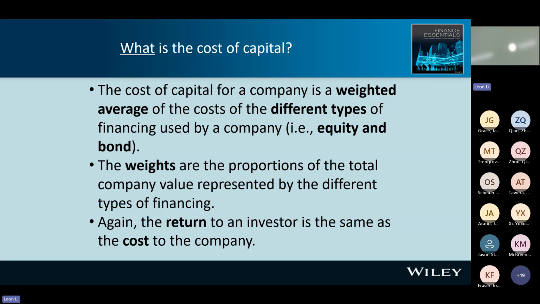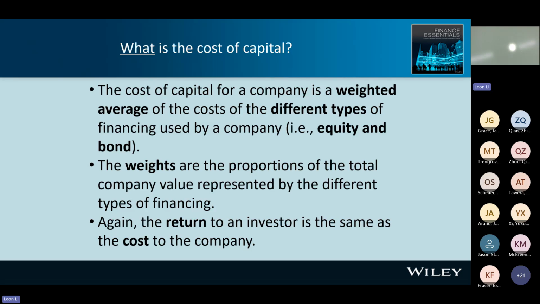Cost of capital for a company is a weighted average of the cost of different types of financing used by a company. You know, the company has different types of capital, right? If we have different types of capital and we need one measurement, we use a weighted average. For example, here, with equity and the bond. So the company can use equity and the bond to finance their asset, right?